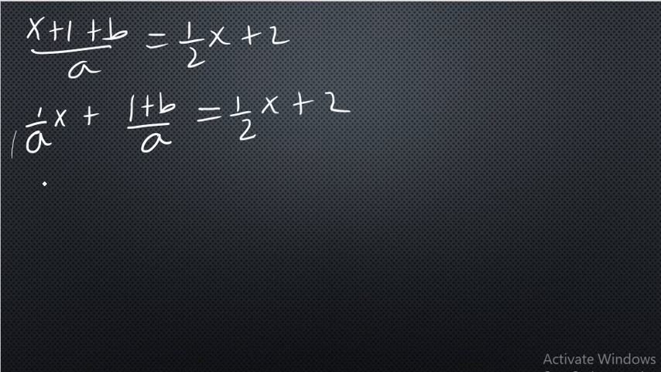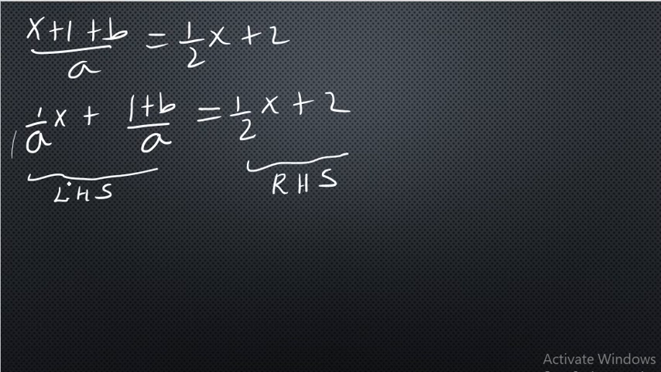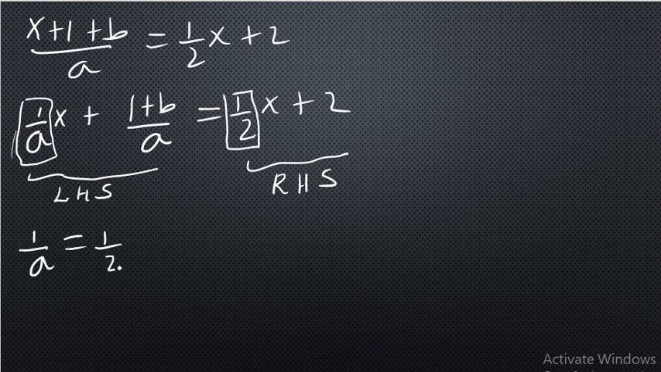We do have two linear functions here: the left hand side and the right hand side. Now, two linear functions being equal means the coefficient of x, that is 1 over a, must be equal to the coefficient of x on the right side. That means 1 over a is equal to 1 over 2. This implies the a value should be equal to 2. We have got the a value.